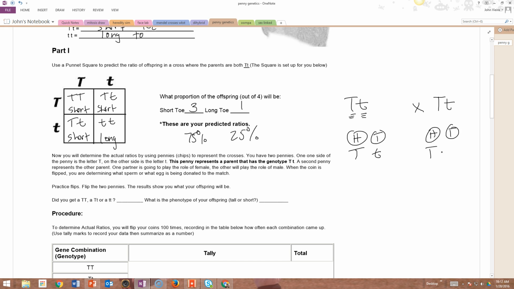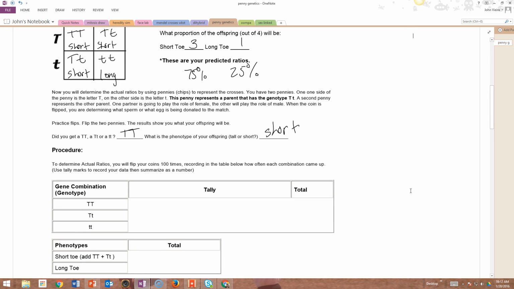Heads would represent the big T. Tails would represent the little t. So if you flipped the coin and got 2 heads, that would be a big T, and that's the same as having a short big toe. If you flipped it and got 2 tails, that's little t. And if you got 1 heads, 1 tails, that's heterozygous short. So that's the setup for the lab that you guys were supposed to do.